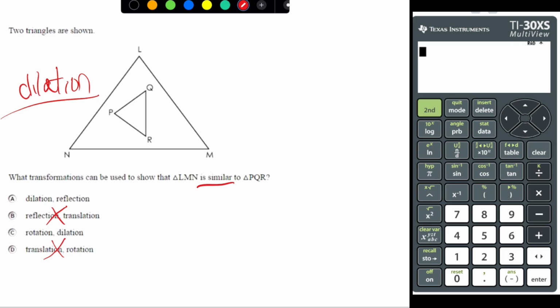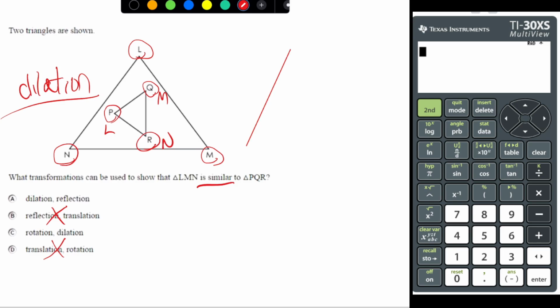Okay. So L is at the very top. That should match with P. M is over here. That would match with Q. And N is over here. And that would match with R. Okay. Is there any way that you could picture a reflection where you end up with this orientation?